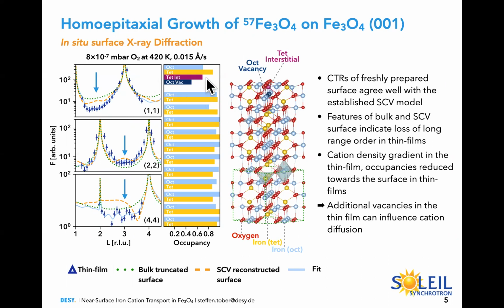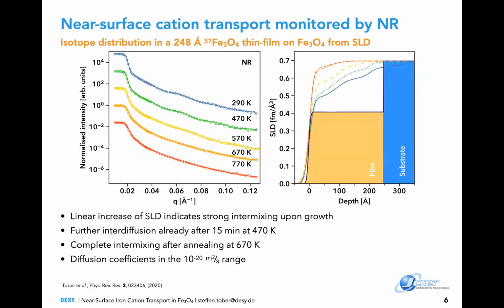Probably more important for our experiment is that we got a vacancy or occupancy profile in the thin film. So we fitted it for the first 3 layers seen from the top. And there is an average occupancy in the thin film of about 0.9 to 0.95. So we have a lot of vacancies in the thin film, which we have to consider when evaluating the diffusion experiments. And the first diffusion experiments we did were with neutron reflectivity.